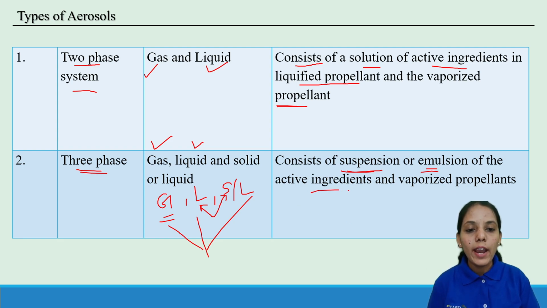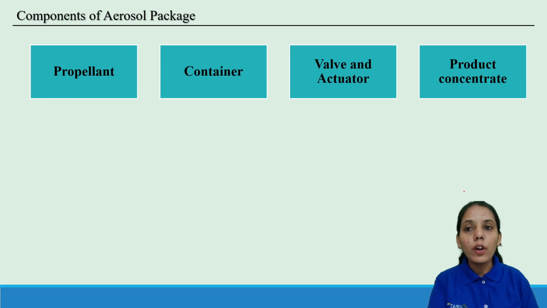It also consists of active ingredient and vaporized propellants. Since propellants are vaporized, means they are present in the gaseous form. So these are the types of aerosols. Now let's see what are the components of aerosol package. Basically there is propellant. Propellant gives the necessary pressure which is required. It also acts as a diluent material. Next is the container, how it is made up of. We are going to see valve and actuator, how the product will come out, and the product concentrate.